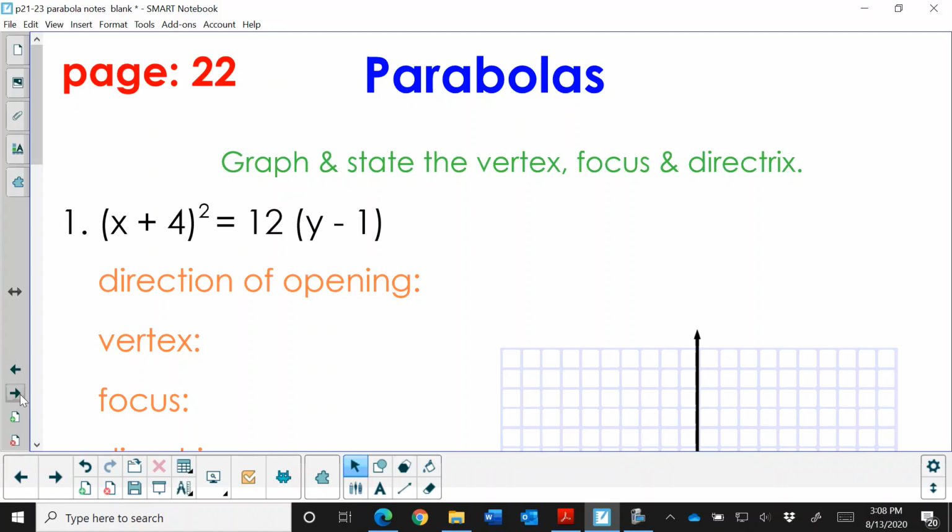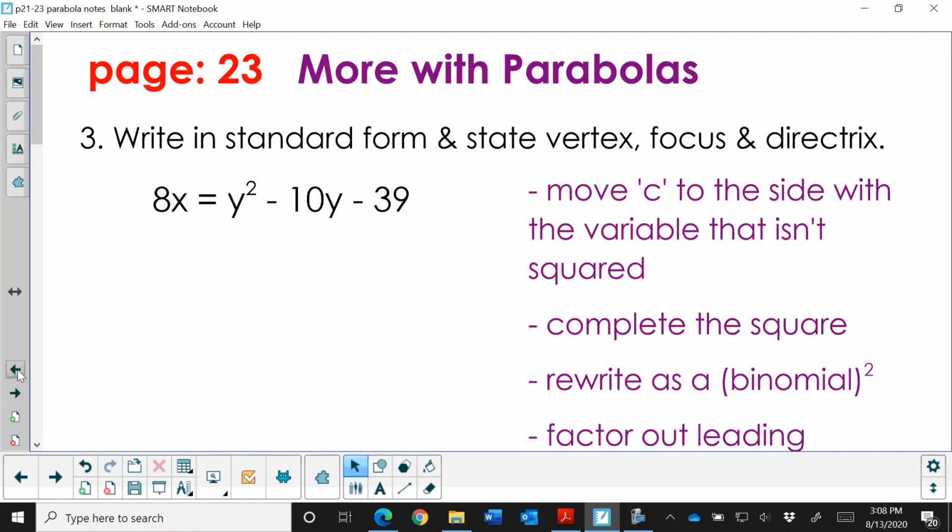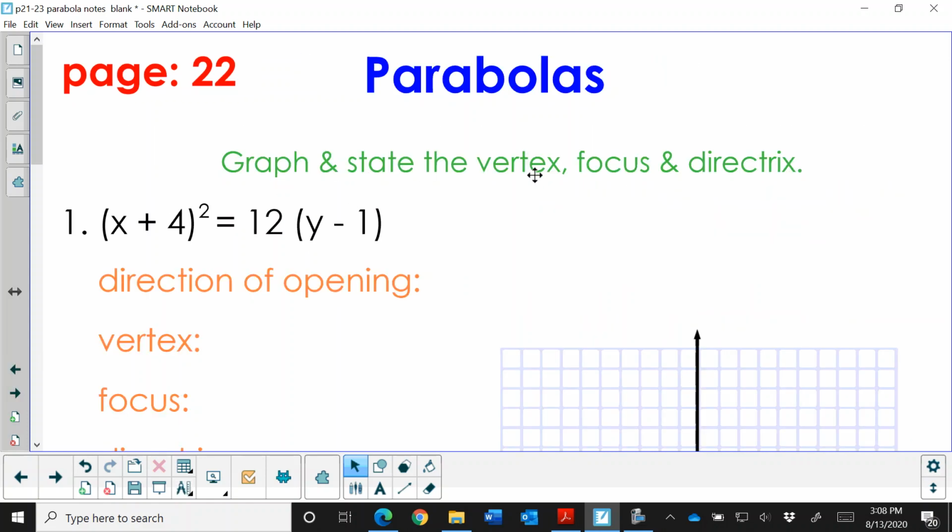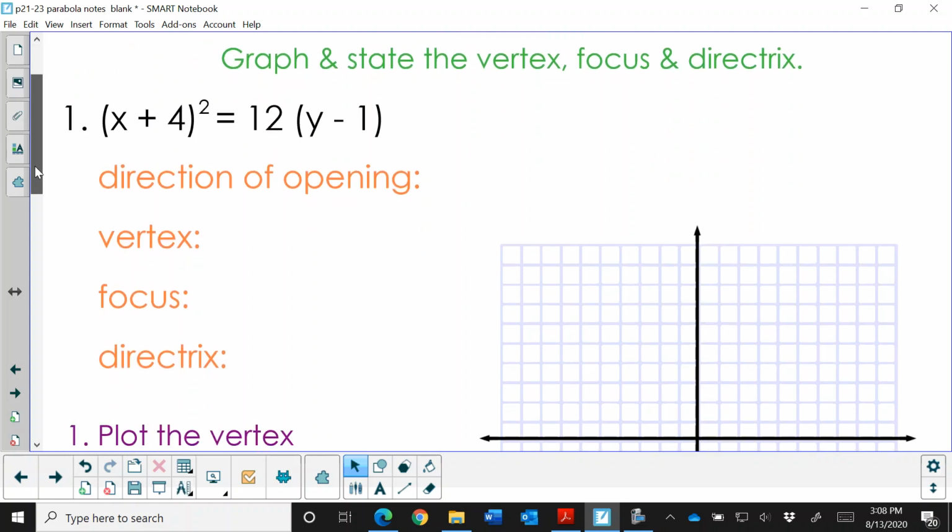Okay, so let's practice graphing these. We're going to graph and state the vertex, the focus, and the directrix. The focus again is that point that's equidistant from the parabola, and the directrix is the line that is equidistant from the parabola, same distance from the focus. So the first thing we want to do is decide on the direction. This is an x squared, and the 4p portion is positive. Remember, 4p is on the side of the equation without the squared term.